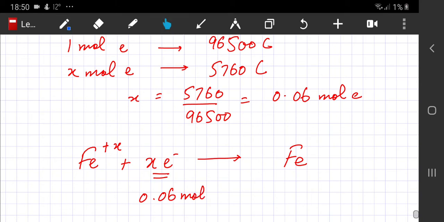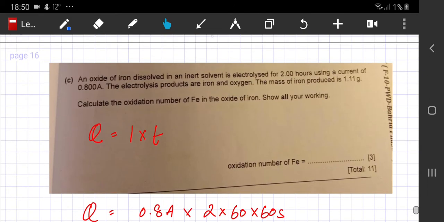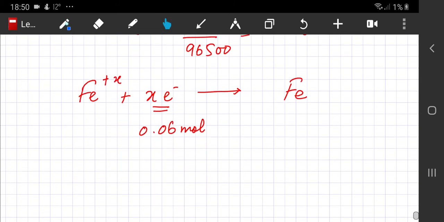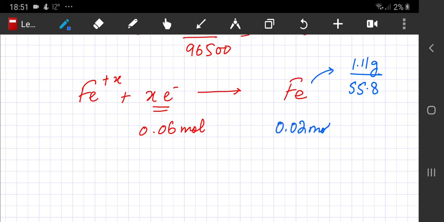But in my question, I'm also given, like if we go back to the question, it's given that 1.11 grams of iron is produced. So we can find the moles of iron as well over here, because the mass is given. It's given as 1.11 grams. So if I divide by the MR, I'll figure out the moles. So the AR of iron is 55.8, and this approximately gives me 0.02 moles of Fe.